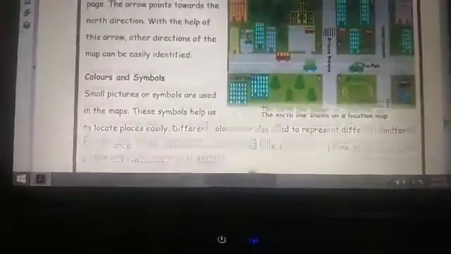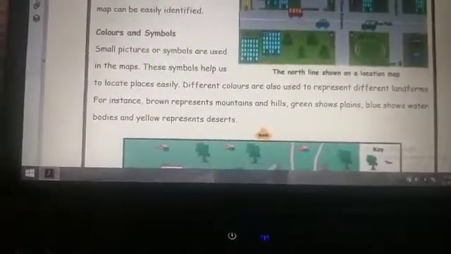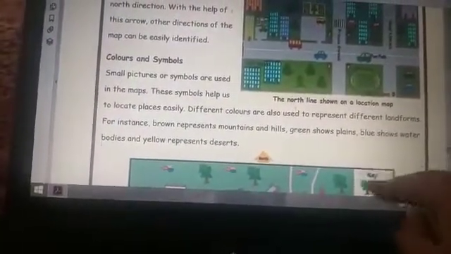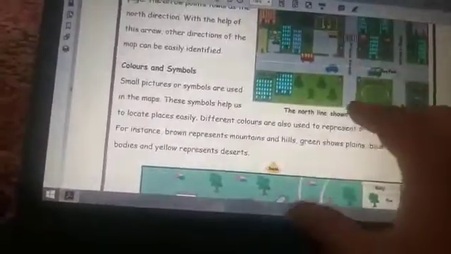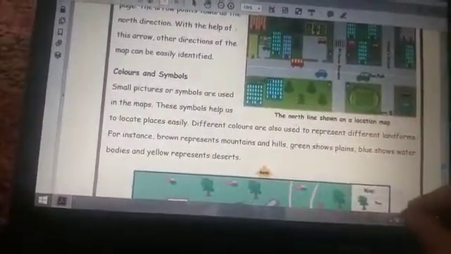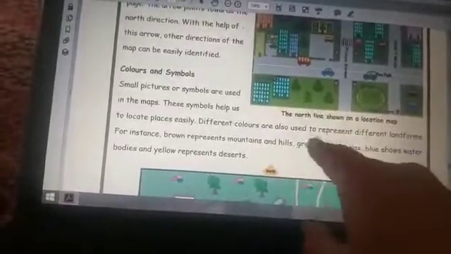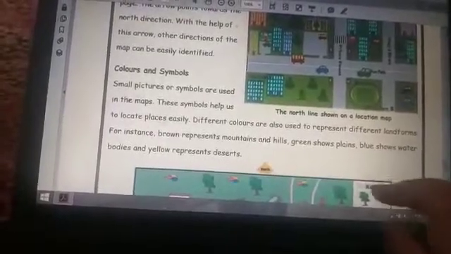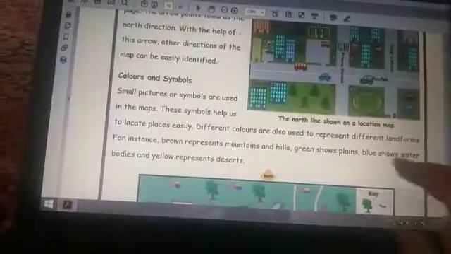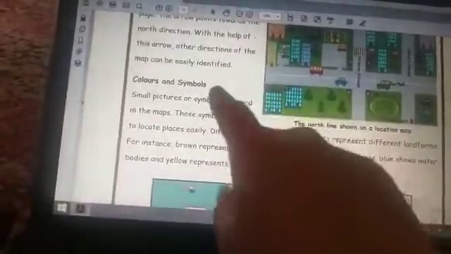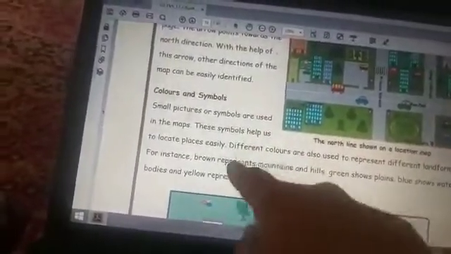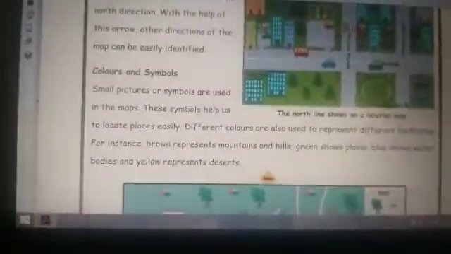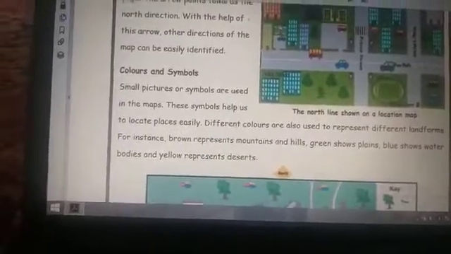Then we have colors and symbols. You have seen in maps, when we draw a map, here you can see in a box some symbols with colors. So the different colors are represented by symbols. Like I am showing water, which is a blue color. Here I will draw a square and color it blue, and here I will write water. So it means blue represents water. So colors and symbols, small pictures, we can use in the maps.